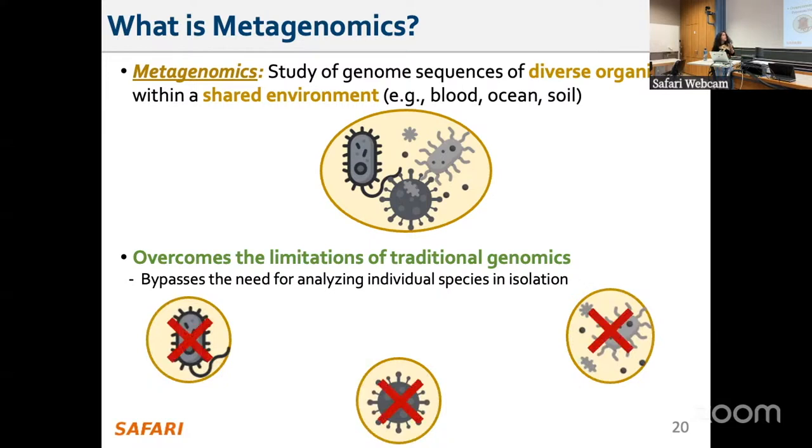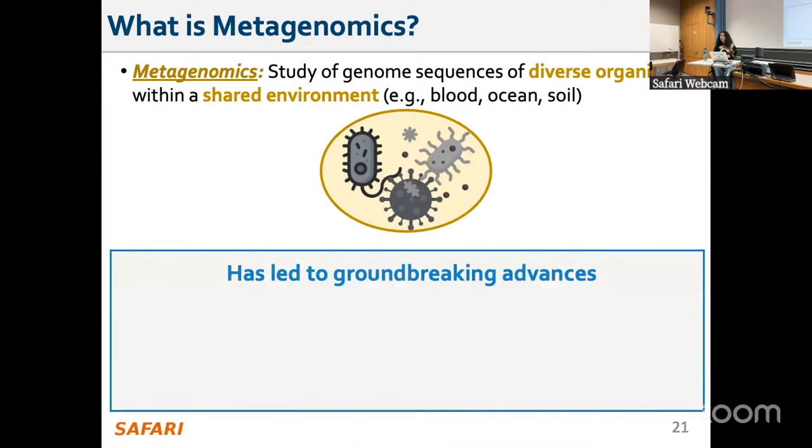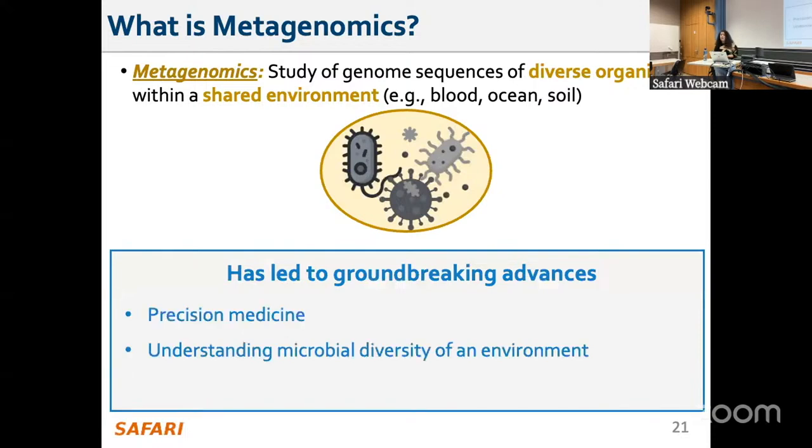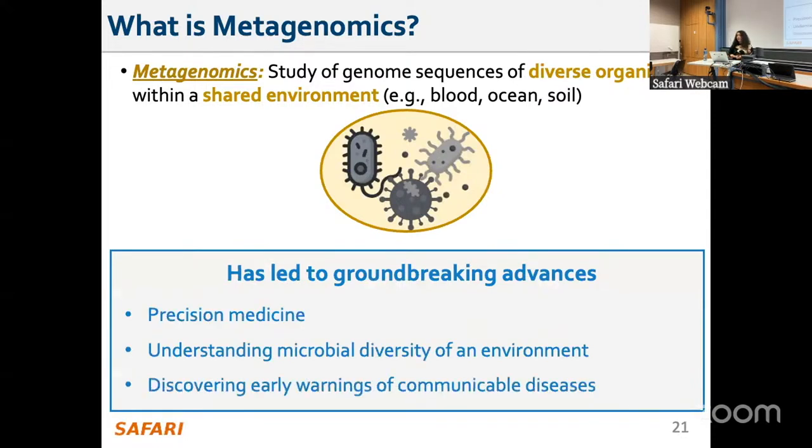Let's say we have a complex sample in which organisms are already mixed. It would not always be possible to go in a lab and analyze them individually. So by overcoming this limitation, metagenomics has led to groundbreaking advances in many fields, such as precision medicine, understanding the microbial diversity of an environment, and discovering early warning signs of communicable diseases, right?